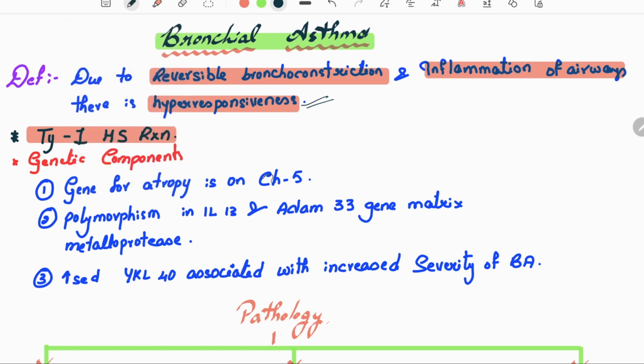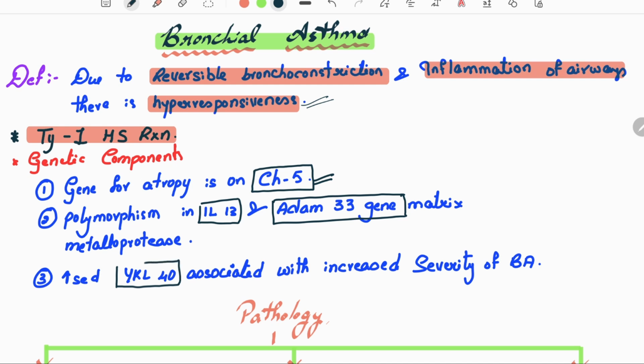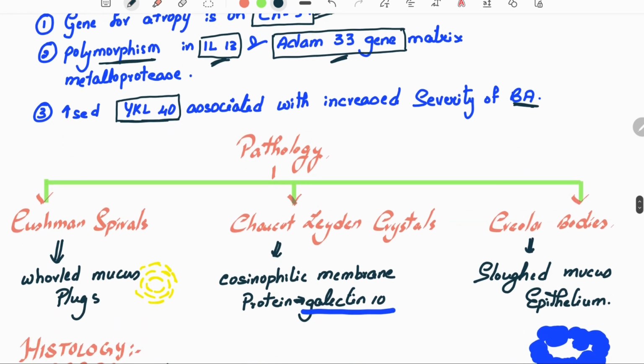The first one is the gene for atopy, which is present on chromosome 5. So this chromosome 5 is very important. The second is polymorphism in the interleukin 13 and ADAM33 genes, the matrix metalloproteases. The third one is that as the severity of bronchial asthma increases, there will be increased association of YKL-40. So these three are very important. Now let's see the pathology.